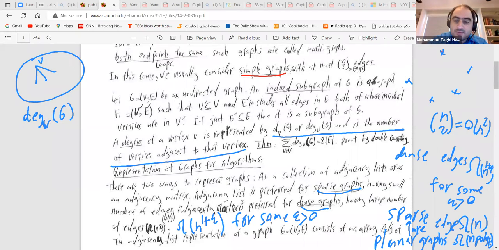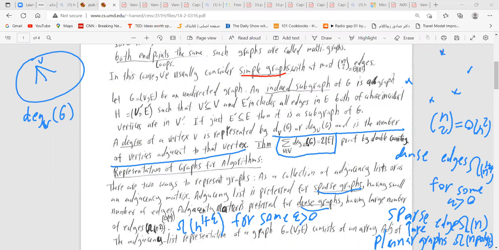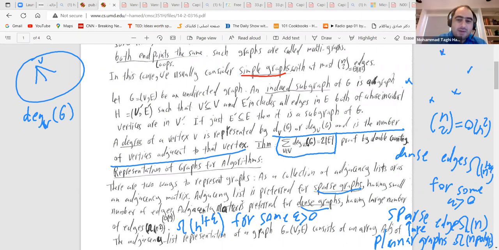One important theorem is this one: the sum of the degrees is equal to 2 times the number of edges. Any ideas? This is probably one of the most important initial basic theorems in graph theory. If you consider all vertices of the graph and sum their degrees, it is 2 times the number of edges. Any ideas why it is correct? Each edge would connect two vertices. Yes, but you need a more formal proof.